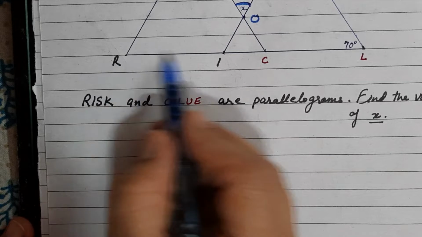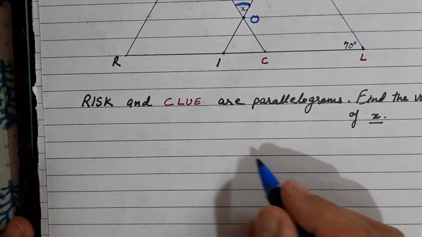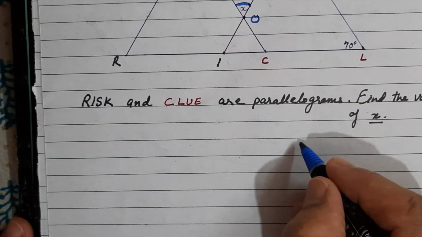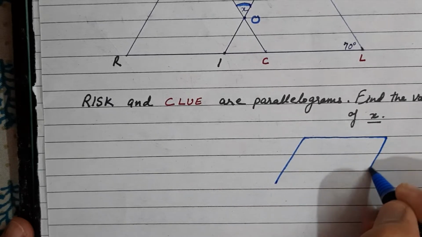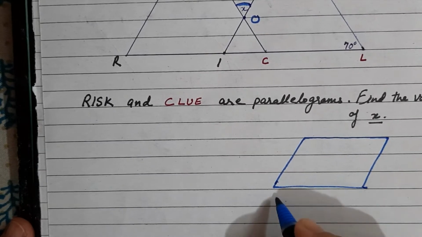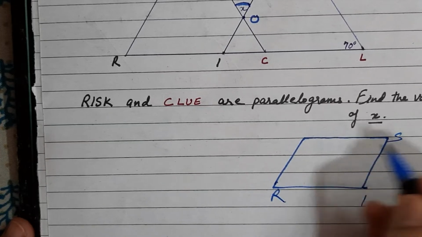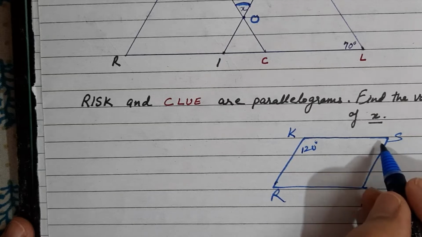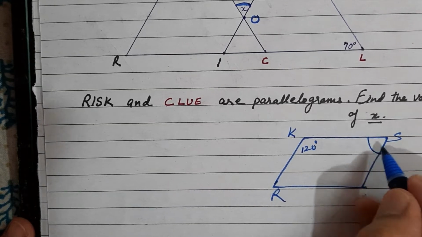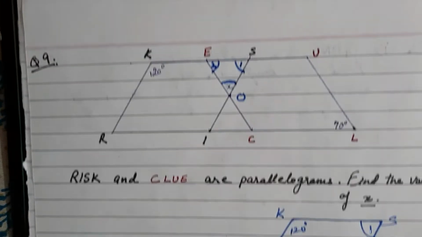Okay, so first RISK is a parallelogram. I will draw this parallelogram separately. This is RISK. K is marked as 120 degrees. S is marked as angle 1, which I have marked here just now.